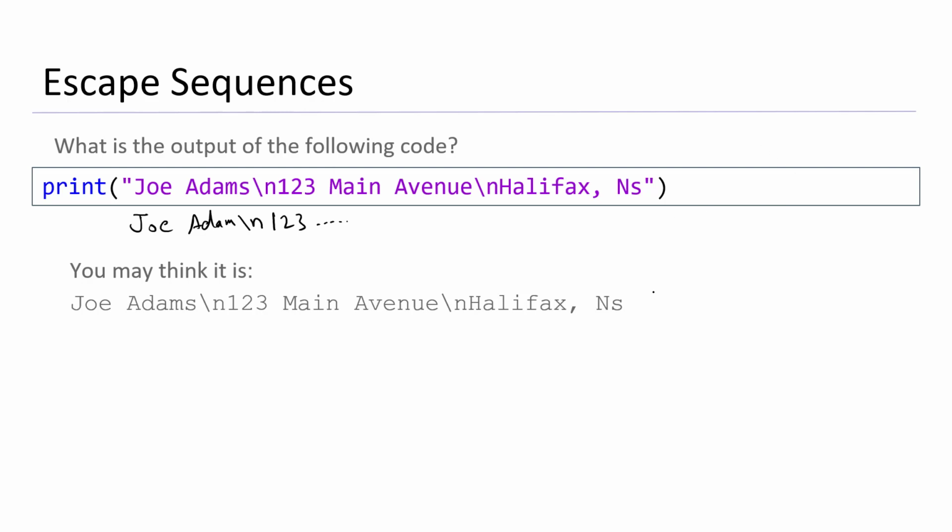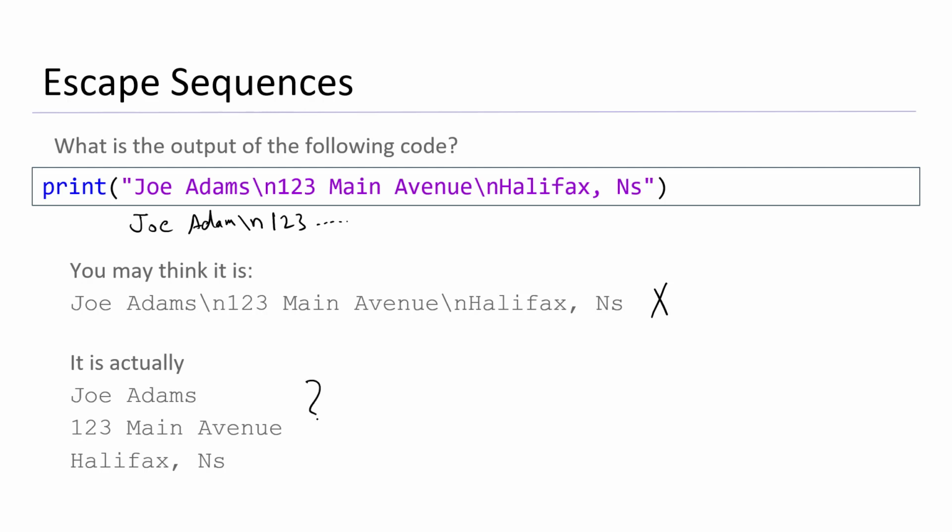Well, if this is what you are thinking, it's wrong. The actual output is the following. So you might be wondering, how come we have 3 lines when we only have one single statement, and what happened to this slash n over here? We have a slash n here, but we don't have that slash n in the output. And this is what we will explain next.